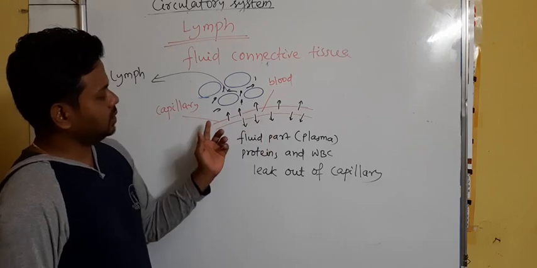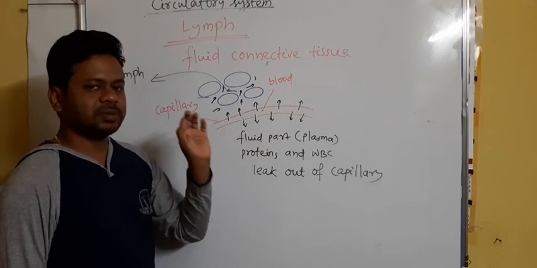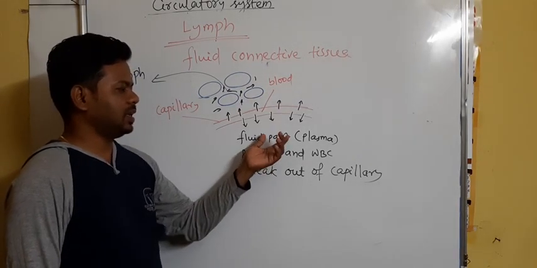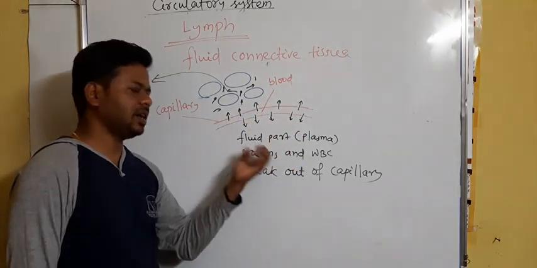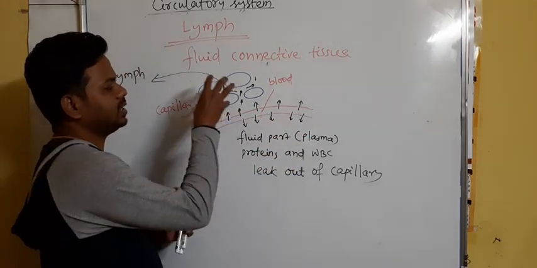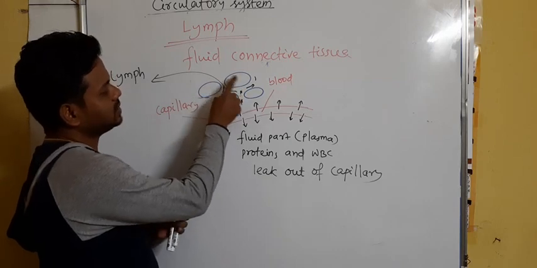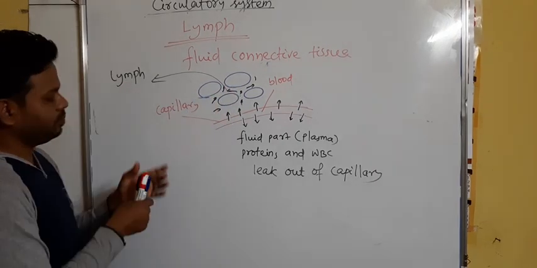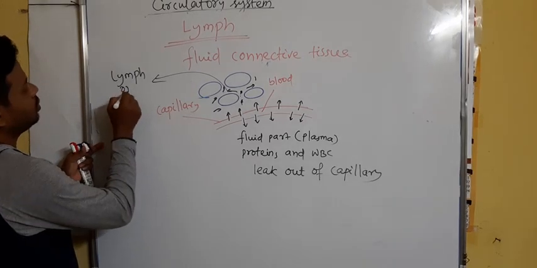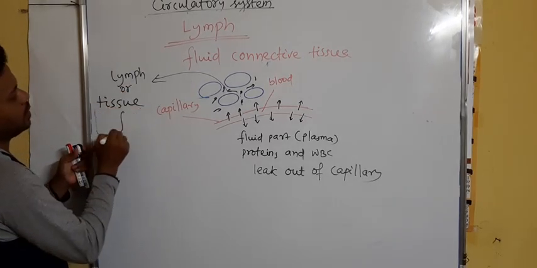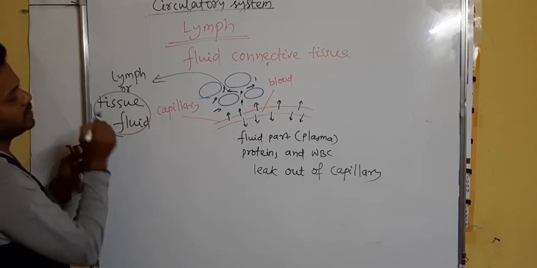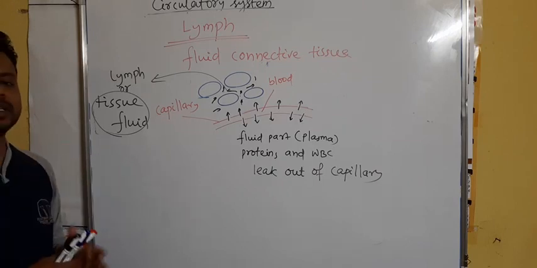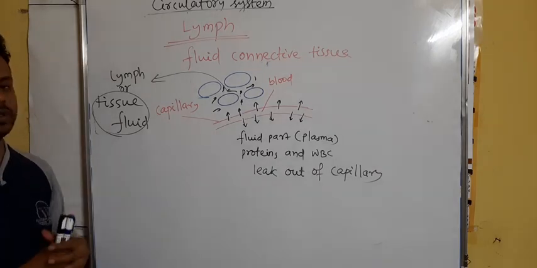Which part of blood? Again I am repeating, the capillary wall has many small pores. Through these small pores, some parts of the blood like plasma, proteins and WBC leak out and are gathered, or accumulated, in the space between the cells, and this fluid is called lymph, or also tissue fluid. Why is it called tissue fluid? Because this fluid is present in the space between the cells of a tissue.